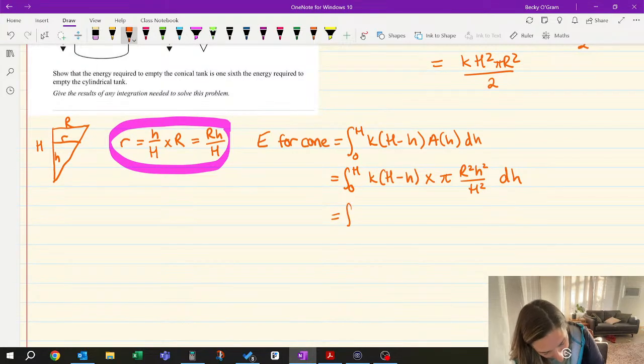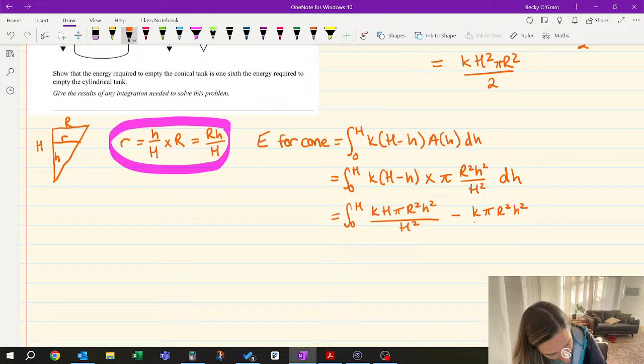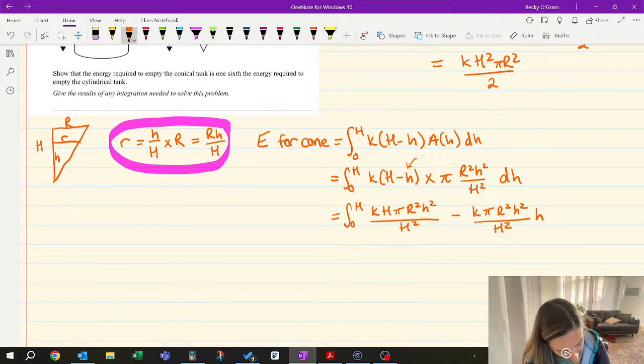Okay, so expanding that, we have k capital H pi R squared little h squared over H squared, minus k pi R squared h squared over capital H squared, times by the small h that we had over here, just that one there being multiplied through.